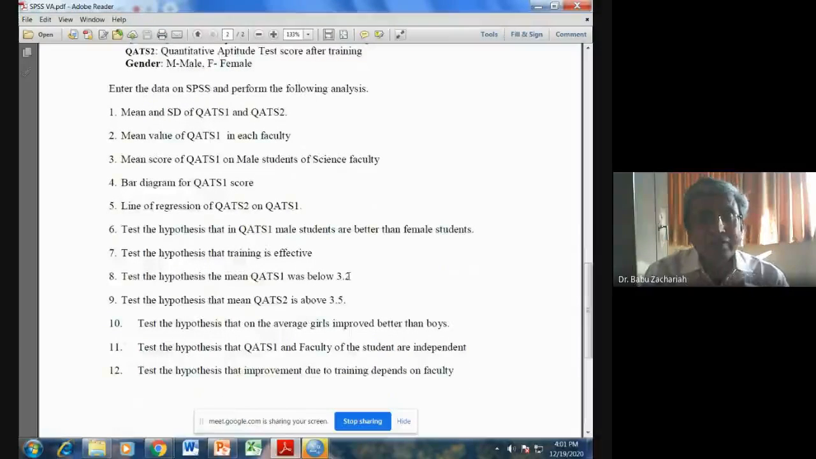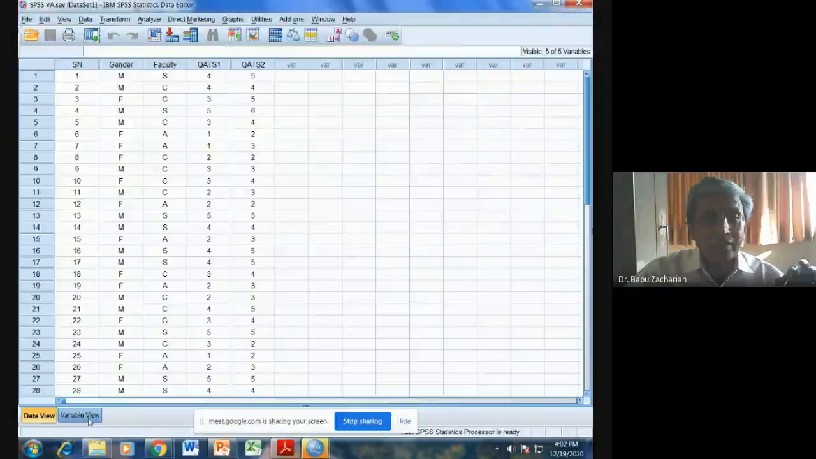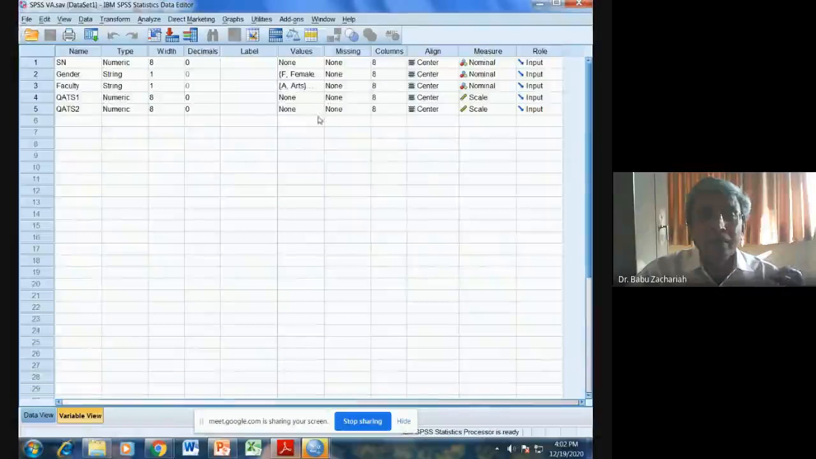So the first question is the mean and standard deviation of QATS1 and QATS2. I have entered it on SPSS. Let us check whether the details are correct here. Yes, the two categorical variables are coded, there is no problem. Both are string variables, others are numeric. And the first three, serial number, gender and faculty, are nominal. QATS1 and QATS2 are scale.